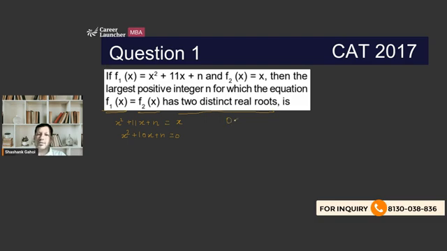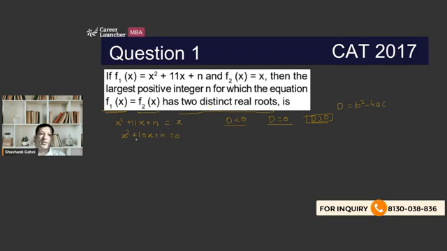First is d less than 0. It means there is no real root. Second is d equal to 0. It means only one real root. And d greater than 0. It means there are going to be two distinct real roots. And what is the value of d? d is defined as b square minus 4ac. Here I am going to use the third condition, because the question is talking about two distinct real roots.